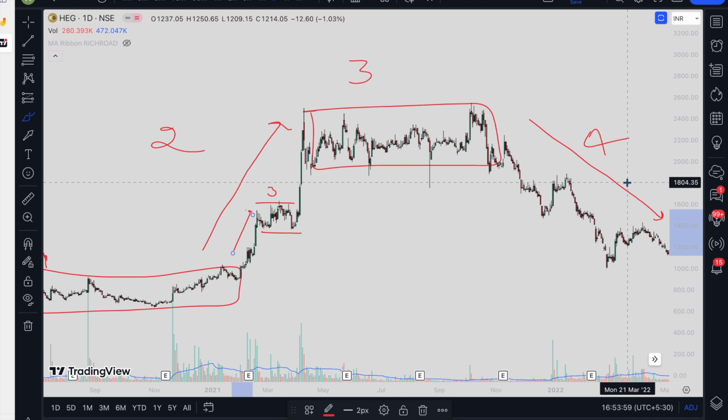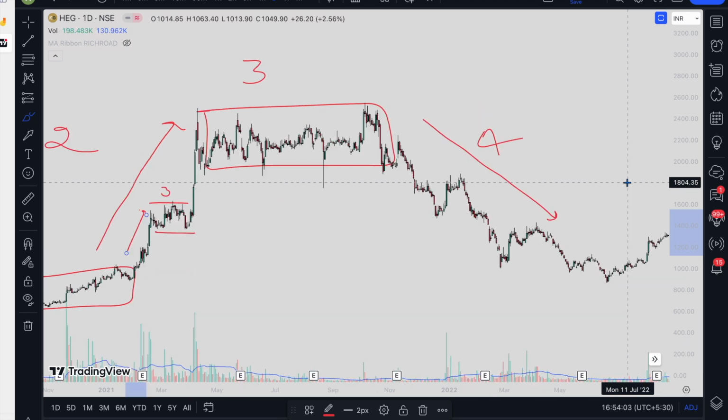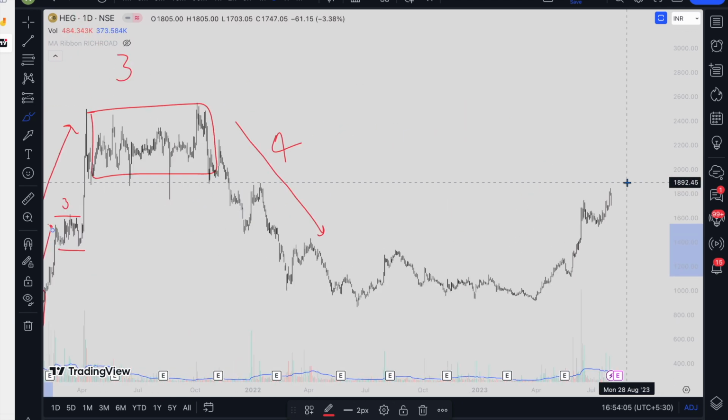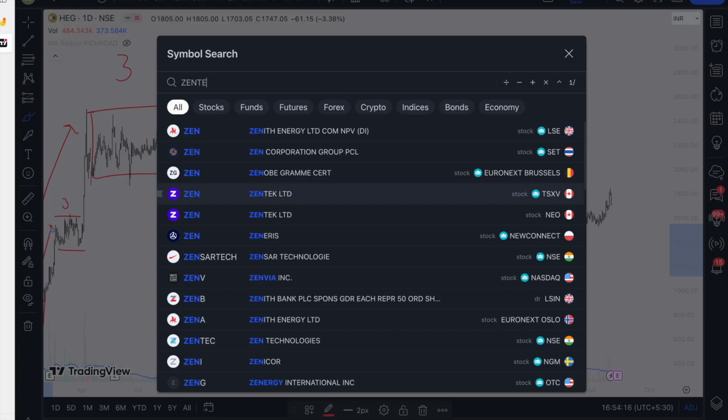So this is one doubt that you might have. When you go in real time, things are very different. The same thing is happening again. Stage 1, 2. Now we are in who knows. Exactly. Who knows. I'll give you one more example of Zentek.